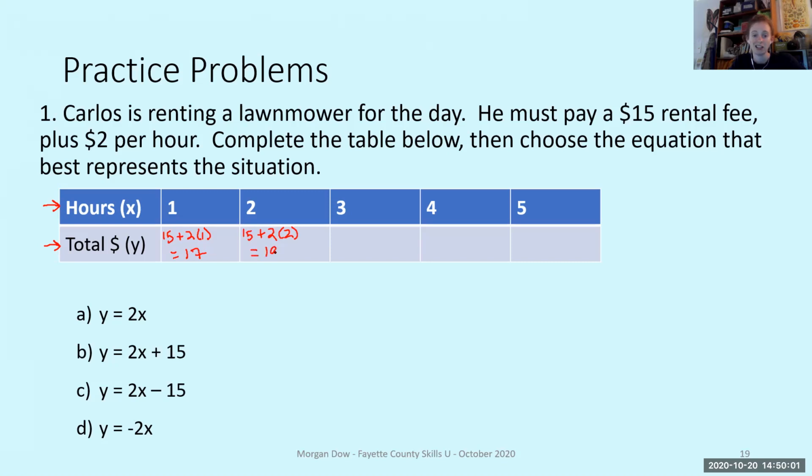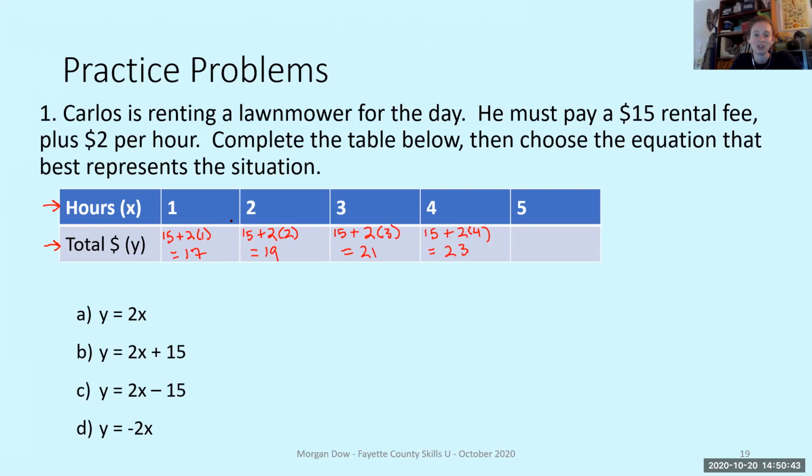Gives us $19 altogether. If he rents it for 3 hours, well, $15 and then $2 an hour times 3 hours. 2 times 3 is 6, plus 15 would be $21. For 4 hours, it's $15 plus $2 an hour times 4 hours. You can maybe see that there's a pattern starting to emerge here, but 2 times 4 is 8, 15 plus 8 is 23.